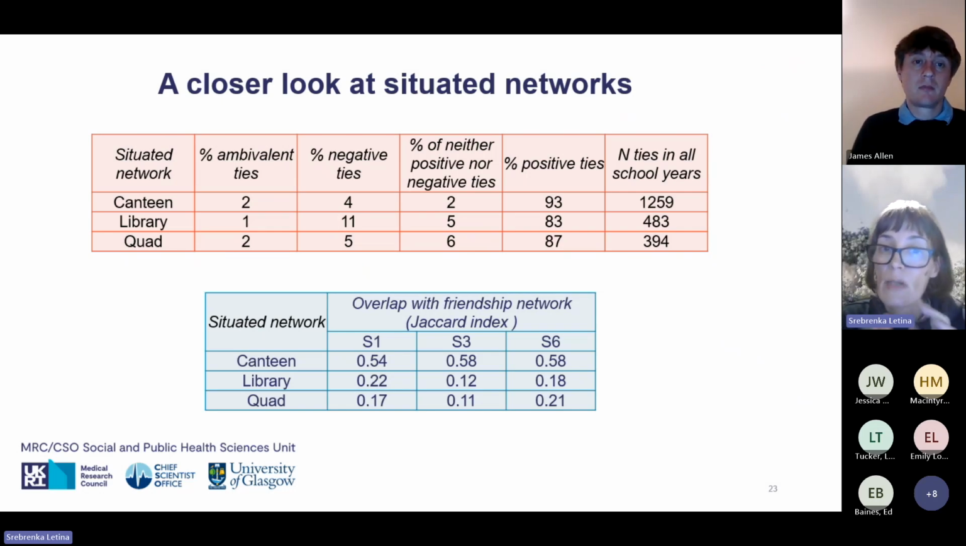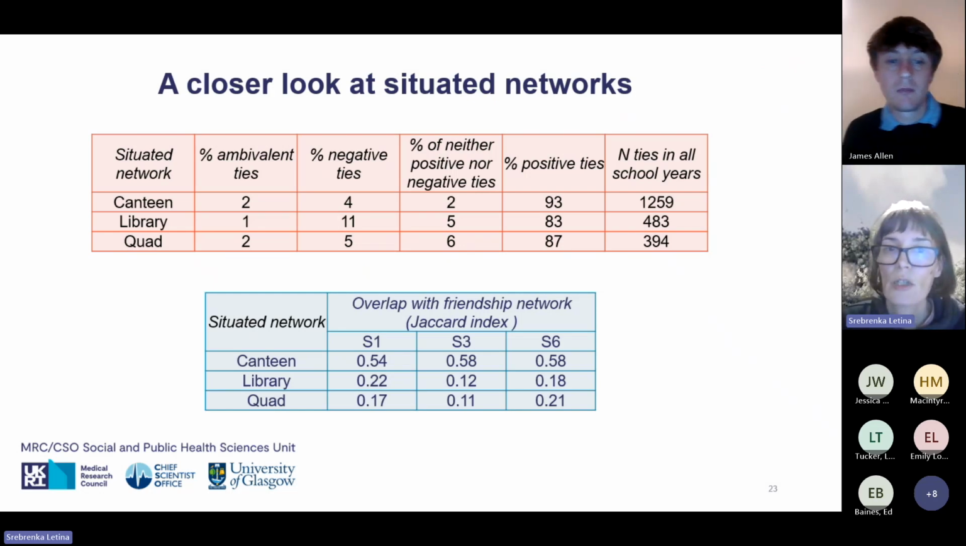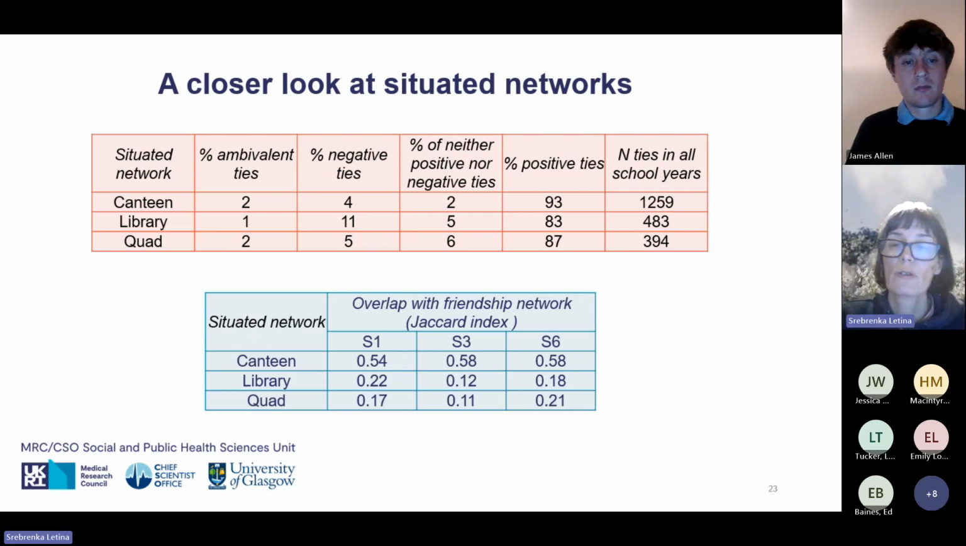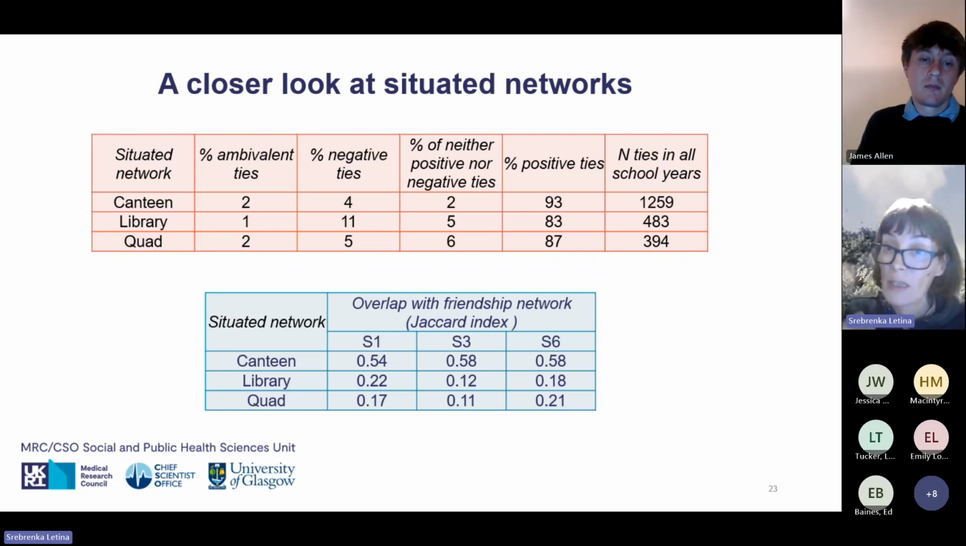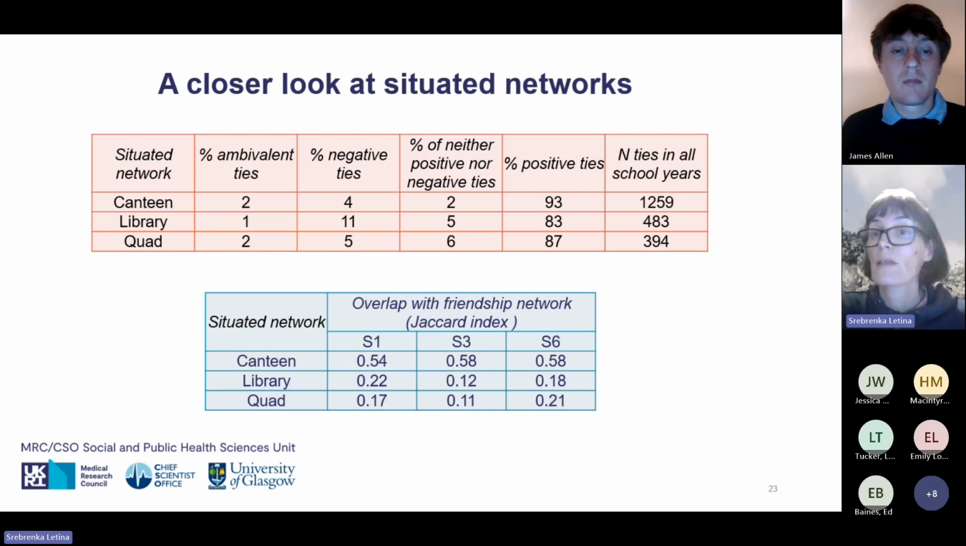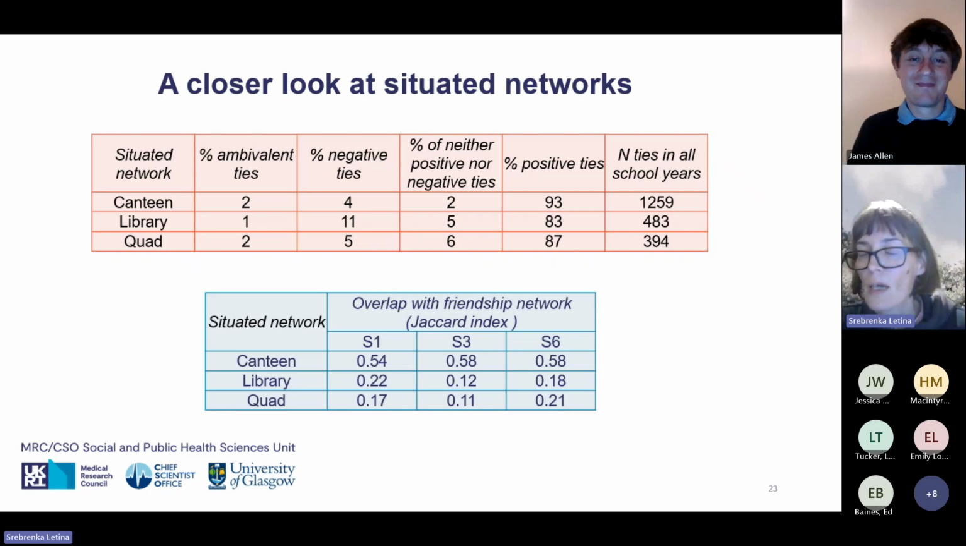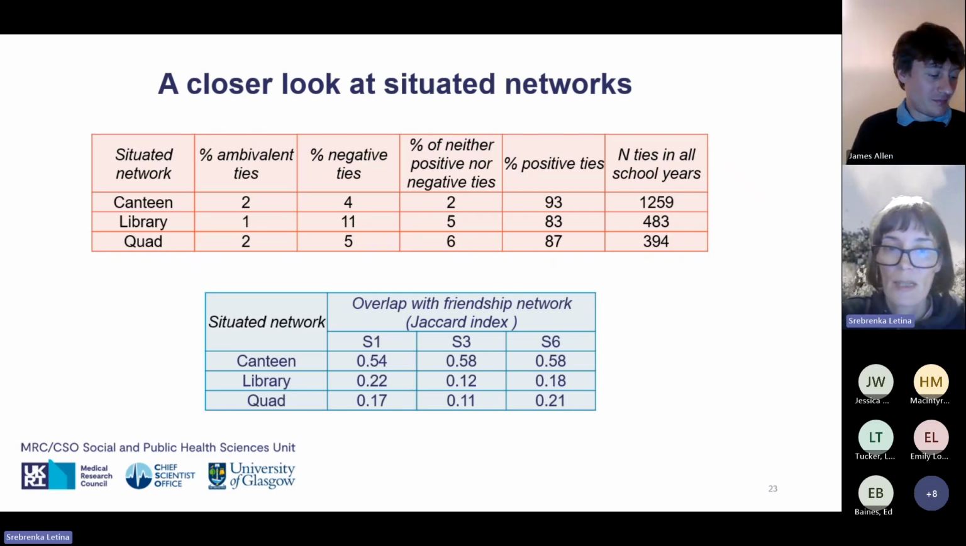And you can see that there is a very small percentage of such in canteen, library, and quad, just 2 to 6%. Most of them are in the quad, which also tells you something possibly about social cognition and who we are aware of when we are in certain situations. Not necessarily that is the case, but the reality may be that there are no other people around. What is interesting here, and we don't have to go into that, is that the percentage of negative ties is actually highest in the library. I found that interesting, but who knows what is the reason for that.